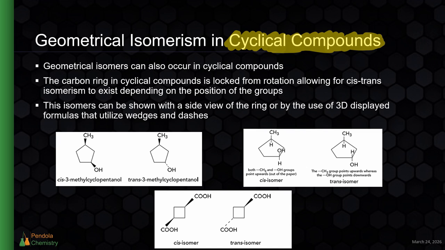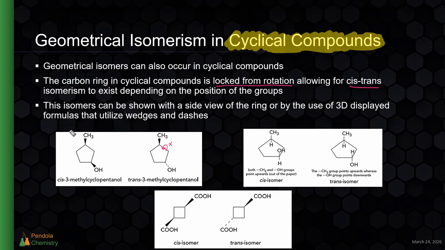Very similarly to double bonds, rings are stuck. They cannot rotate. The single bonds in a ring cannot rotate because if they did, the whole ring would get bent out of shape. So even though these are single bonds, because they're cyclical, because they're in a ring, they cannot rotate. Meaning they are what we call locked from rotation. Anything that's locked from rotation, like double bonds or cyclicals, is going to allow for cis-trans isomers. And the idea is the same.